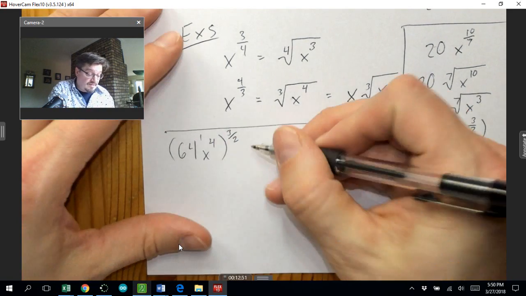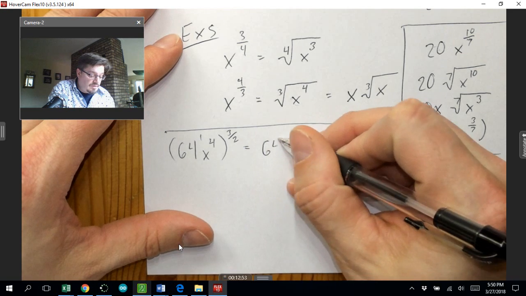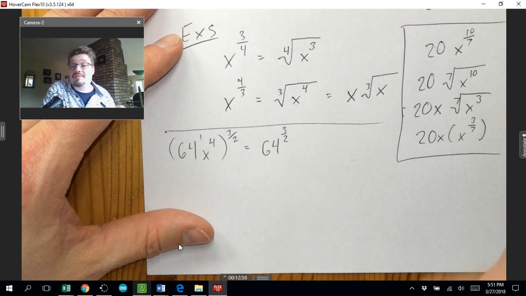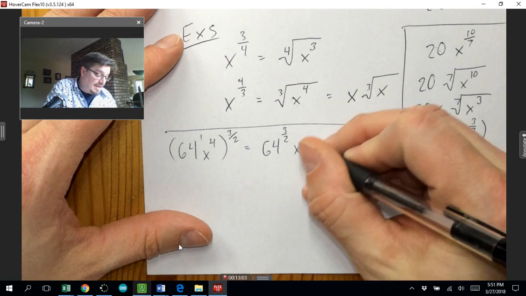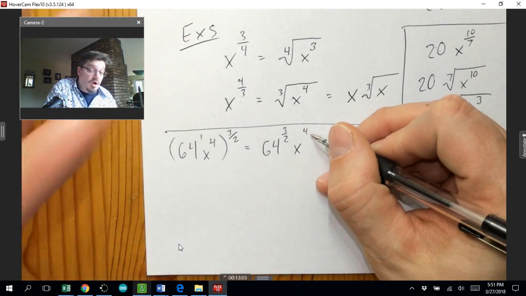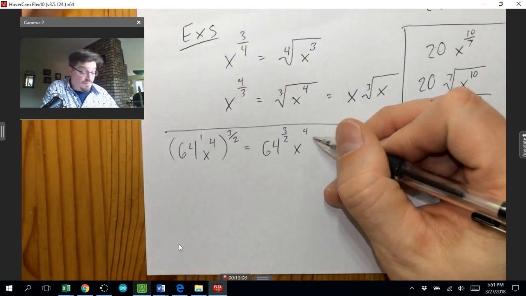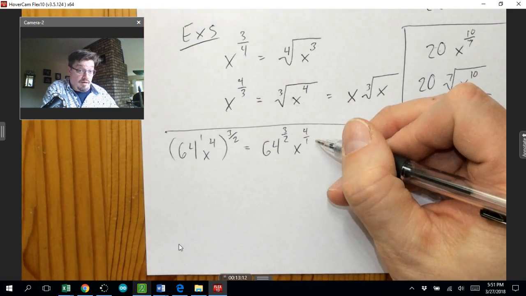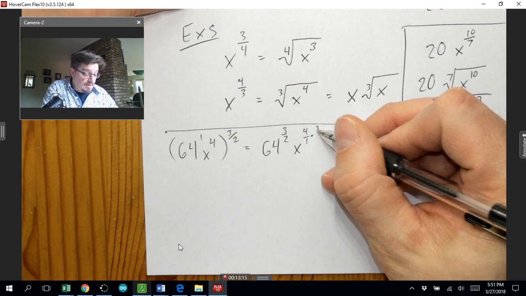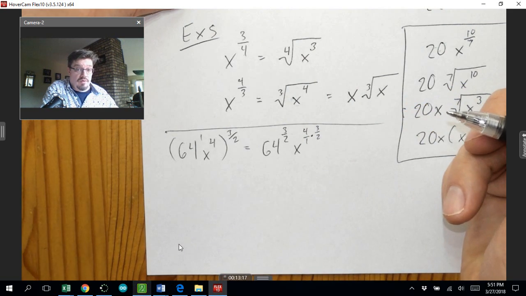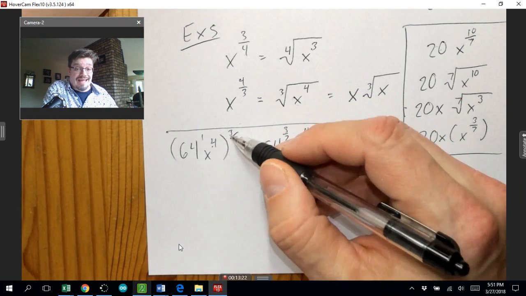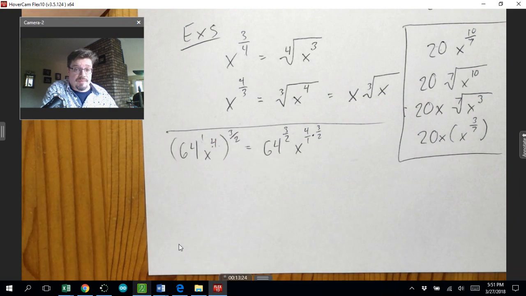So, what you do is this. You distribute the 3 over 2 to the 64. Then you distribute the 3 over 2 to the x to the 4th. Now, the x to the 4th would be 4 over 1 because it's just 4. There's no root being taken, so you just put a 1. But you're going to multiply to 3 over 2. That's crucial to understand that you are distributing this because exponents will do that over multiplication.